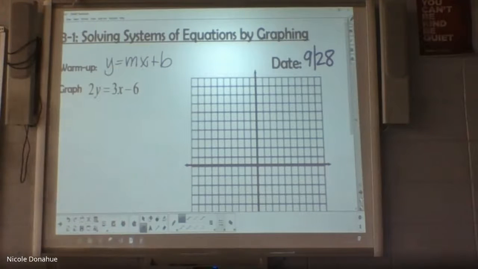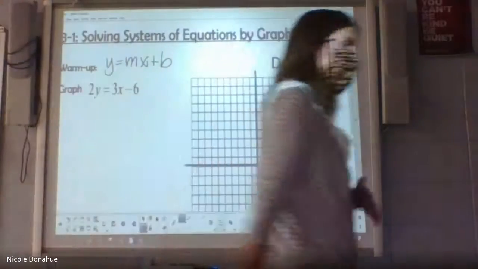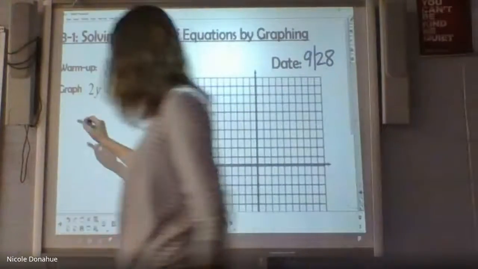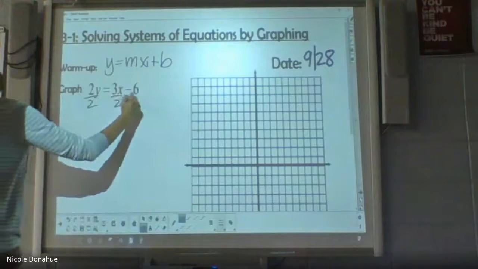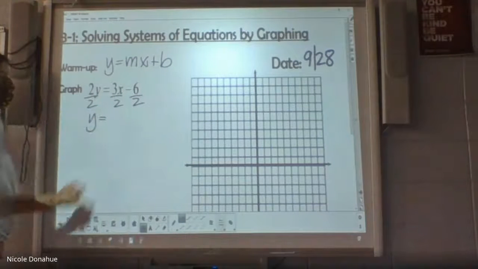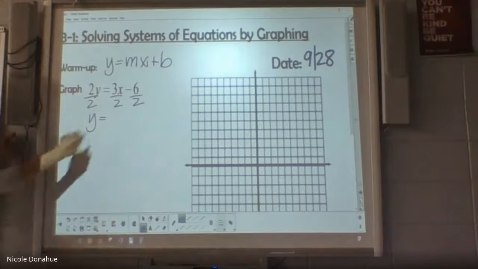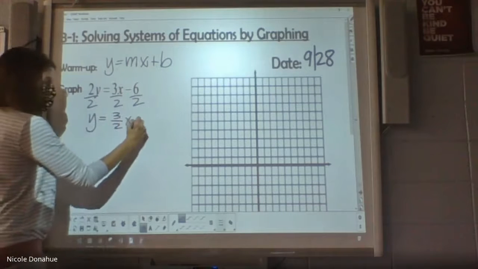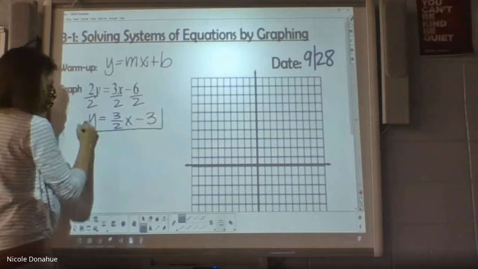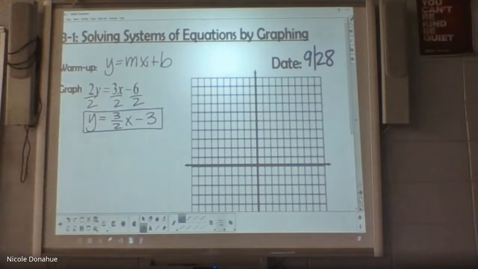So in this case, we need to do what? Divide by 2. So dividing everything by 2. And so even though 3 is not divisible by 2, that's okay, because that's just the slope. So 3 over 2x, and then 6 over 2 is 3. So there's our equation.